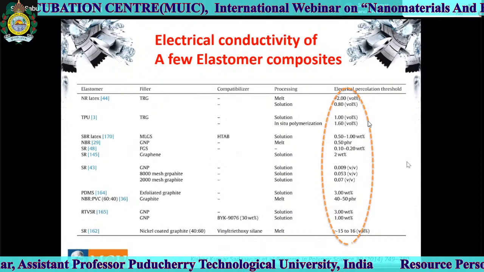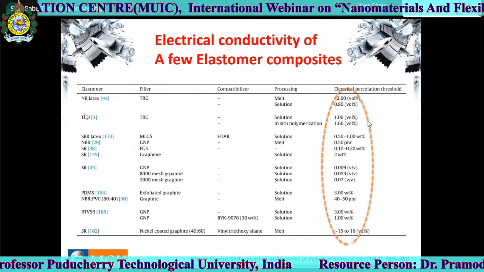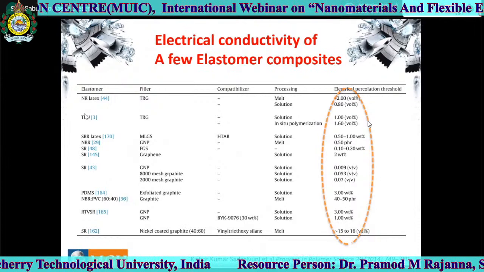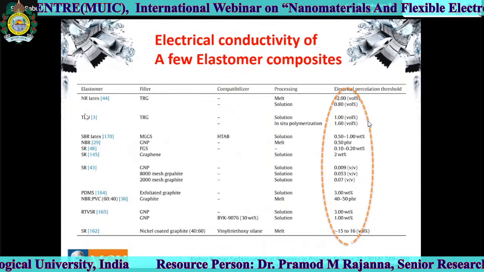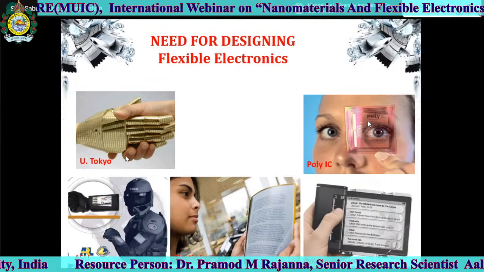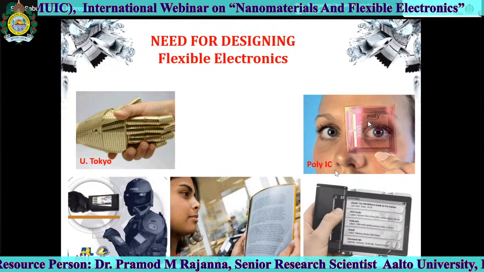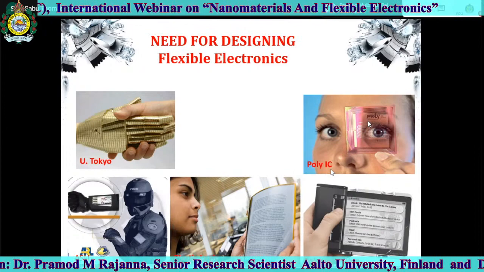If you look at the literature, people across the globe did fantastic work adding conductive materials into elastomers to make beautiful devices for flexible electronics. I'm showing you some of the nice pictures of flexible electronics done by University of Tokyo, polymer division in Dresden, PolyIC in United Kingdom. There is a lot of activity across the globe on the use of elastomers for flexible electronics.